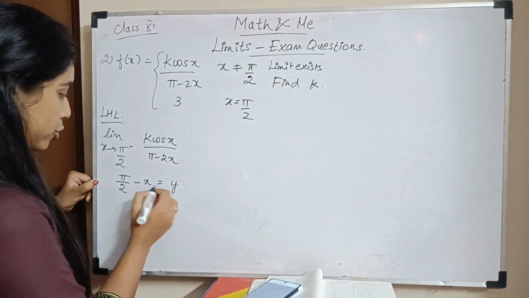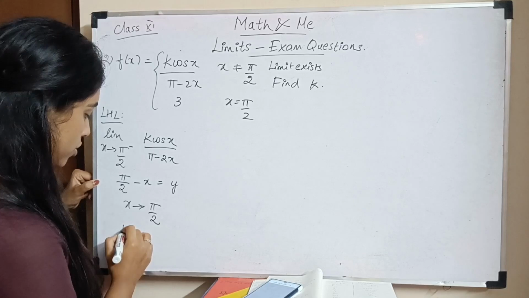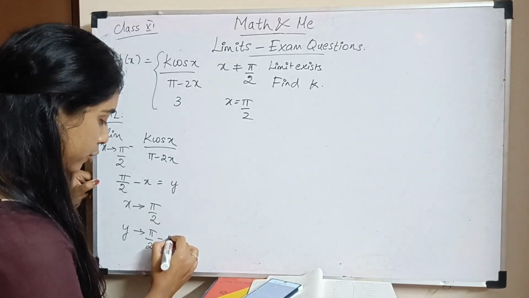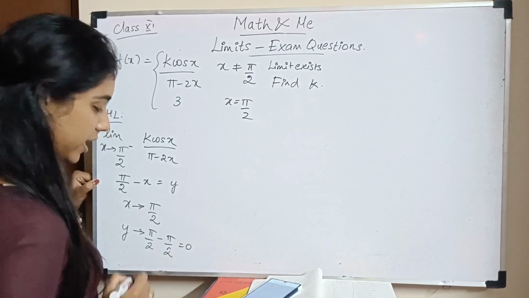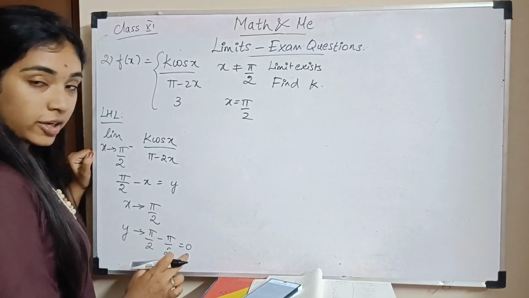So in this place, y is pi by 2 minus x. If limit x tends to pi by 2, y will tend to what? Pi by 2 minus x. What should we put in place of x? Again we put pi by 2. So that will become 0. Correct? So if x tends to pi by 2, y will tend to 0.